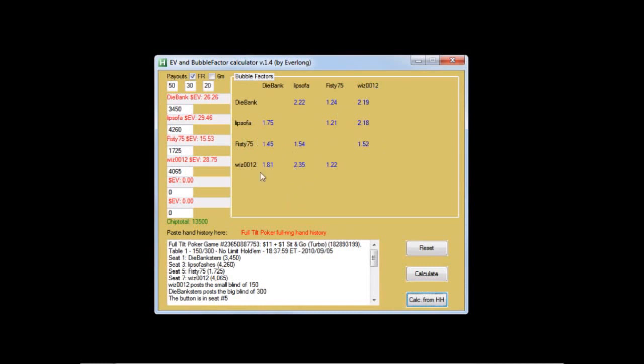And then you can see here that the 2 biggest stacks, the 4260 and the 4065, have very significant bubble factors against each other of 2.18 or 2.35. So you could really just do some post-game analysis and check out what your bubble factor was in several different situations and see how you played the hand, and really get an idea of how the bubble factor should be affecting your play. This is just another tool in our arsenal to try to understand these games better and simplify them as much as possible. So I highly recommend using this program, at least for a little bit, just to get yourself familiar with these situations.